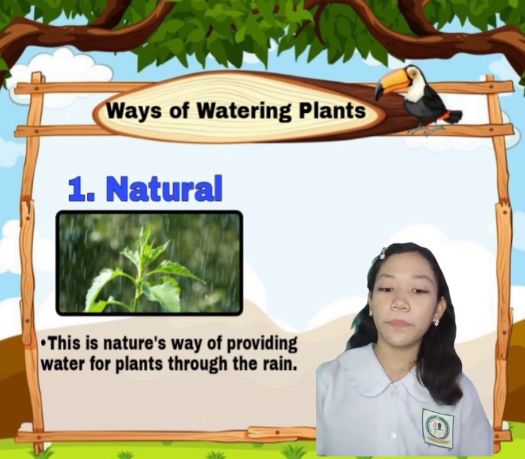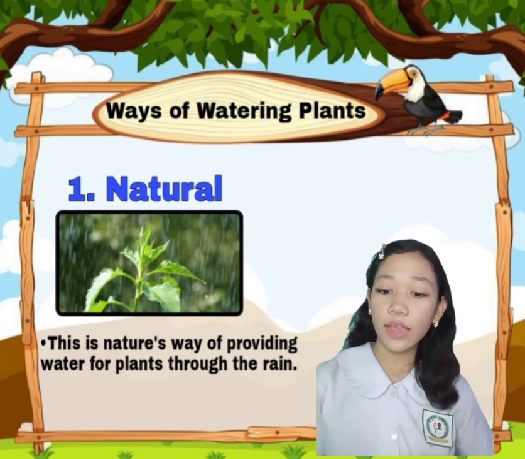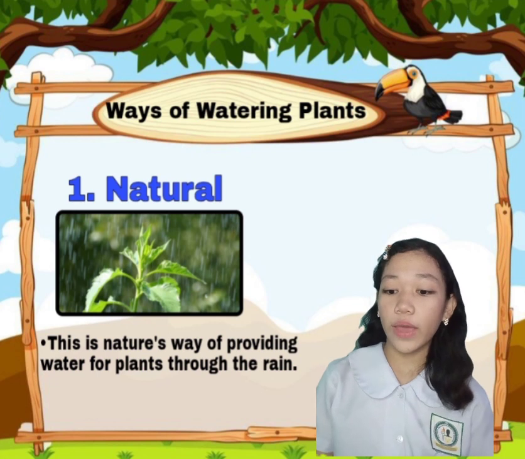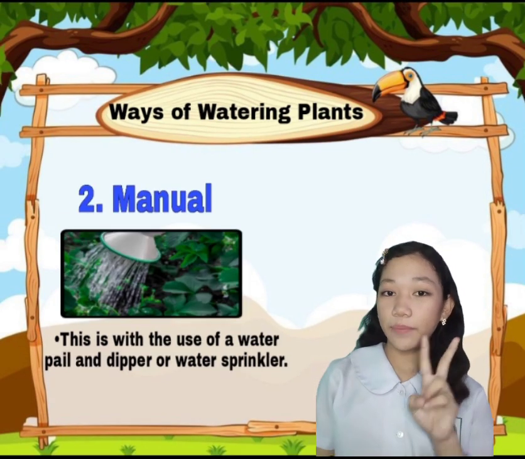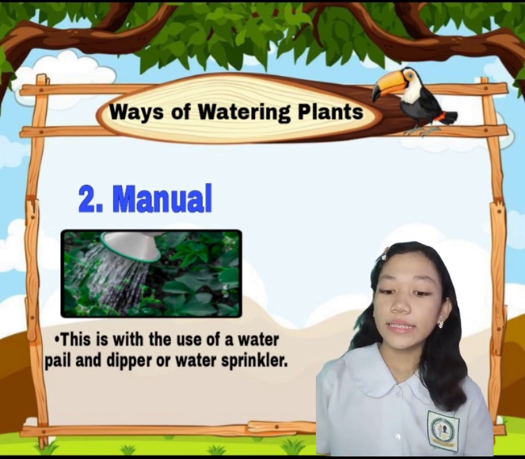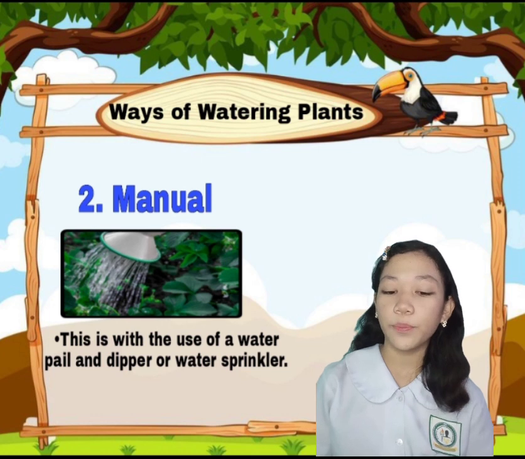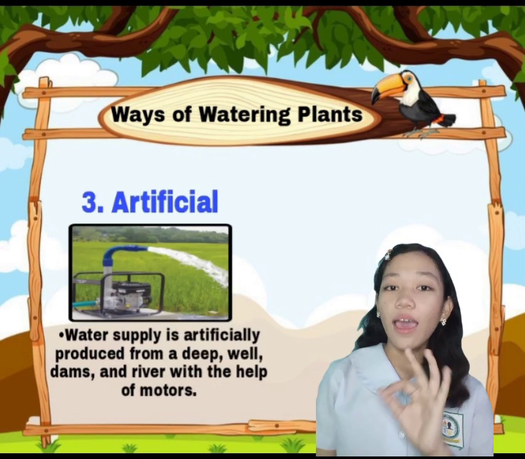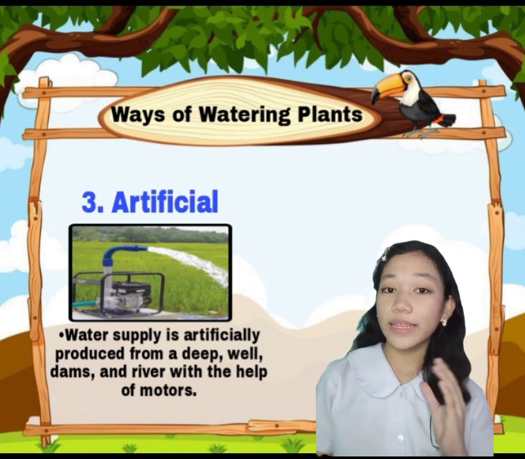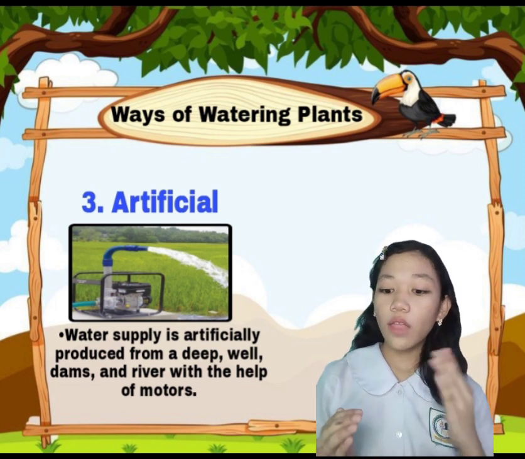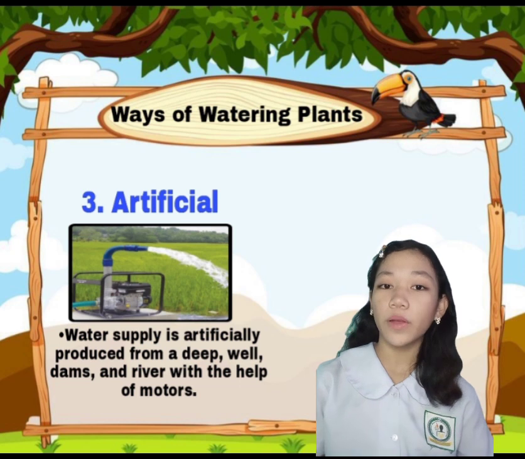Ways of watering plants. Number 1, natural. This is nature's way of providing water for plants through the rain. Number 2, manual. This is with the use of a water pail and dipper or water sprinkler. And number 3, artificial. Water supply is artificially produced from a deep well, dams, and rivers with the help of motors.